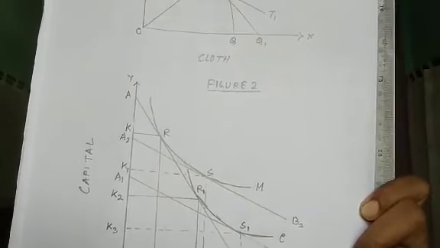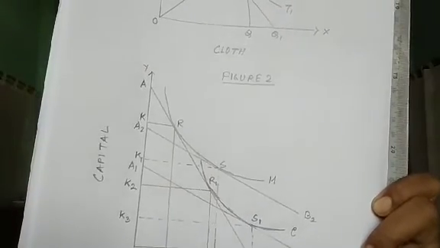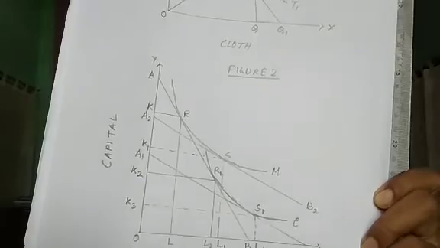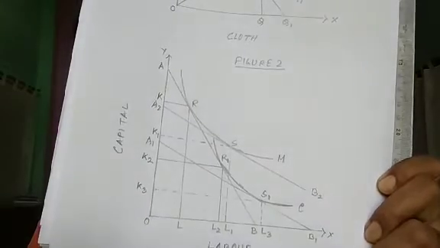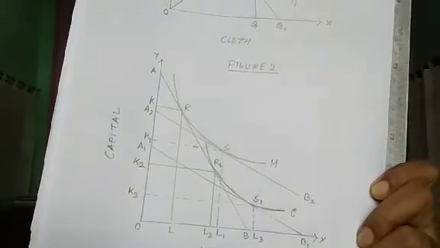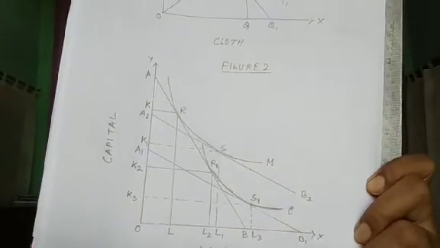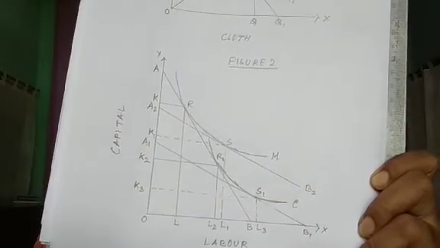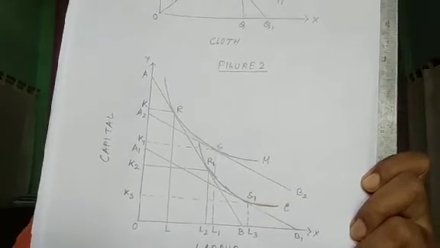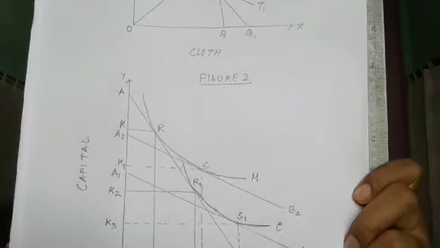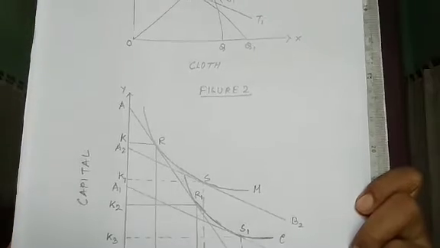It signifies that country B can produce 100 machines by employing OK1 units of capital and OL1 units of labor. It means A2K1 units of capital are equal to OL1 units of labor, and the total cost of producing 100 machines in country B is OA2 in terms of capital. So in terms of capital, for country B to produce 100 units of machine, the cost is OA2 units of capital.